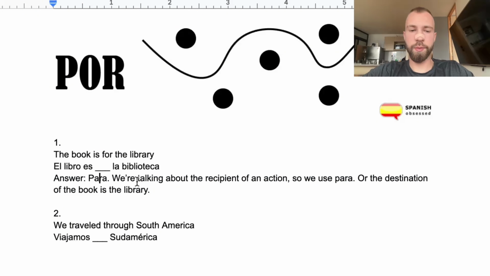So para, because we're talking about the recipient of an action. The destination of the book is the library. The recipient of the book is the library.